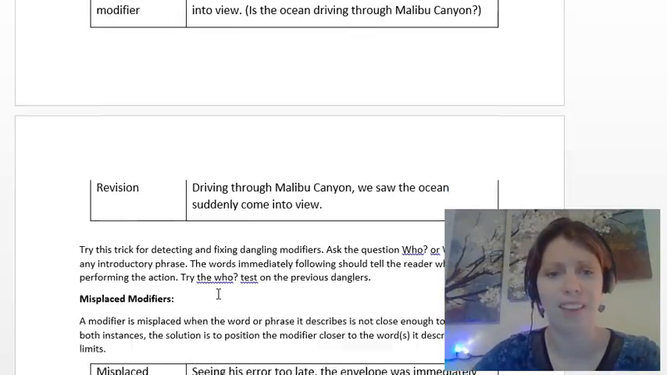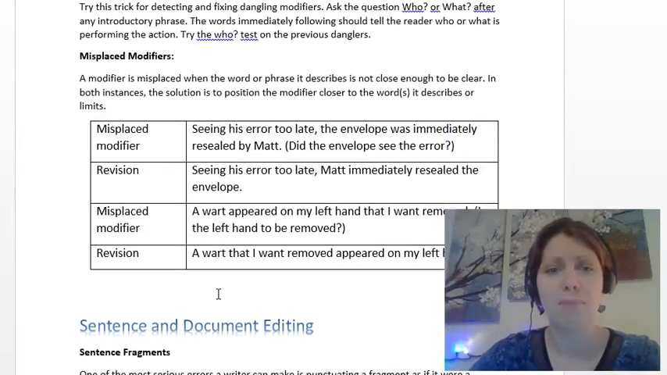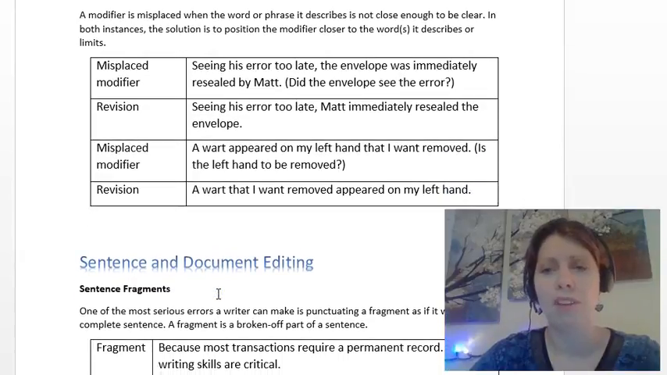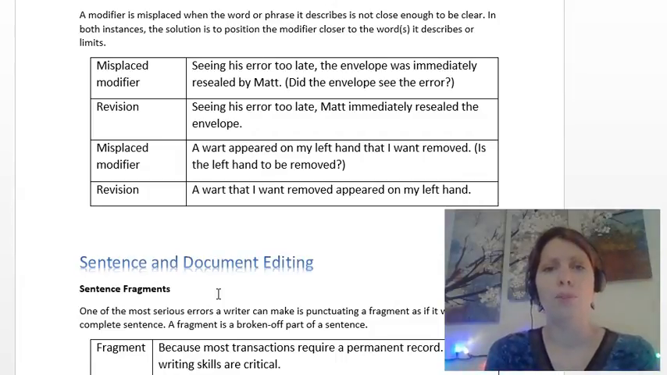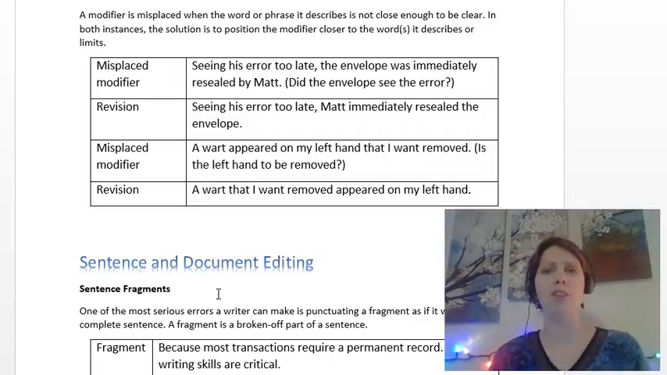So just be careful. Here's a look at some misplaced modifiers. A modifier is misplaced when the word or the phrase it describes is not close enough to be clear. In both instances here in the chart, the solution is to position the modifier closer to the word that it describes. So, seeing his error too late, the envelope was immediately released by Matt. Did the envelope see the error or did Matt? So, seeing his error too late, Matt immediately resealed the envelope.